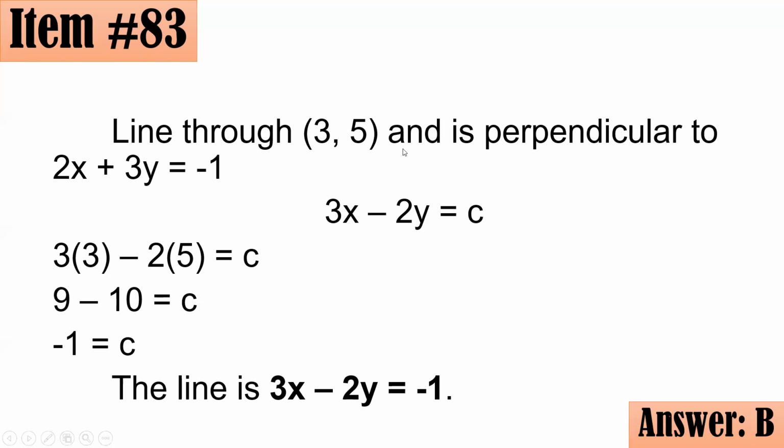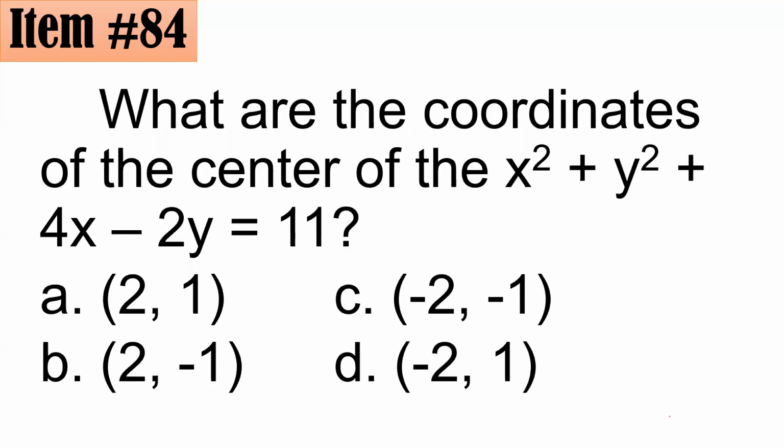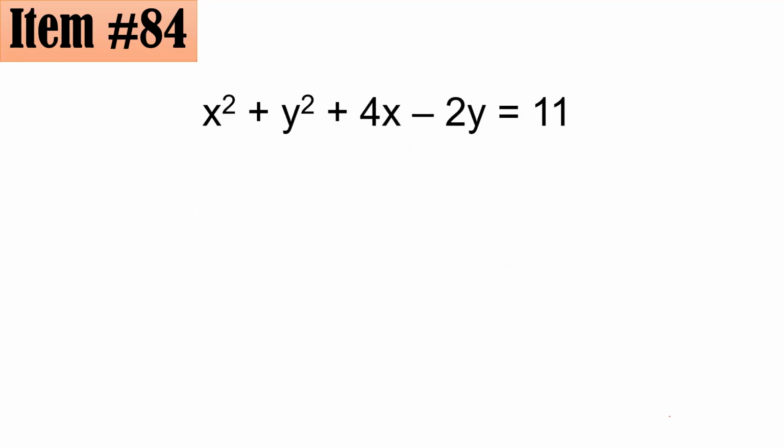Okay, let's go to item number 84. What are the coordinates of the center of x squared plus y squared plus 4x minus 2y equals 11? Did you go for, okay, many of you answered letter D, which is negative 2, 1. Actually, there are many ways of doing this po. And I will show you the longer way.